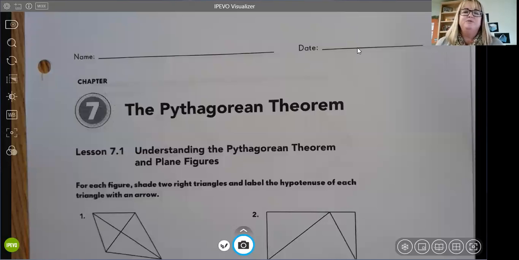And we are going to be practicing with the Pythagorean Theorem in lesson 7.1. It is on page 1 in your second workbook. So make sure you have that ready.